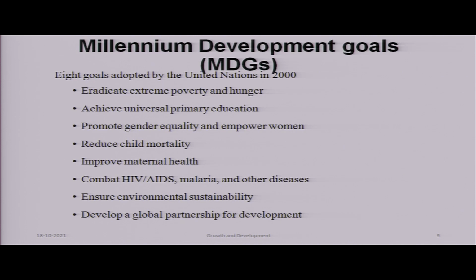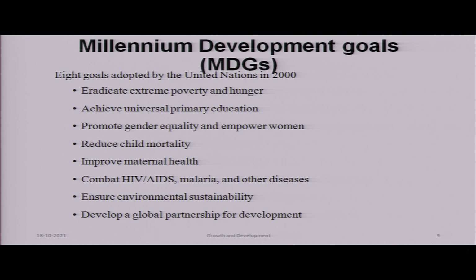Now we come to the Millennium Development Goals. These goals were proposed and adopted by the United Nations in 2000, and these goals are looking at the concept of development. We have moved much ahead from looking at only growth.